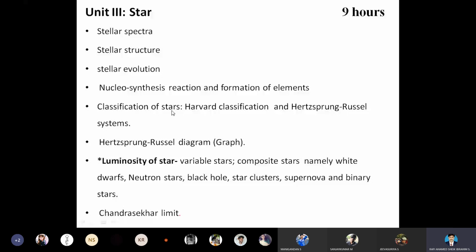So from this classification, we are going to study the different types of stars. For this classification, we are considering two hypotheses. One is the Harvard hypothesis and another one is the Hertzsprung-Russell hypothesis. And followed by that, we have to see the HR diagram.